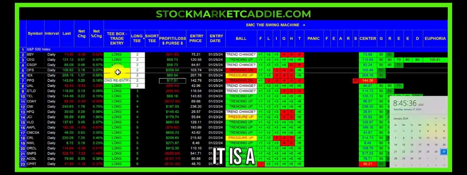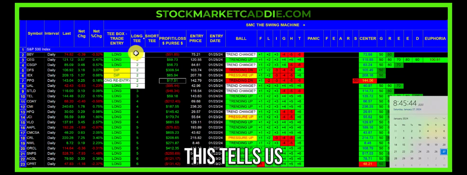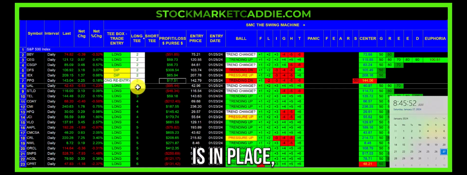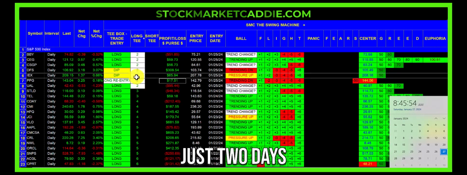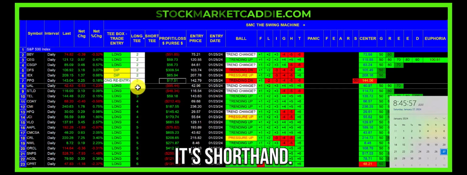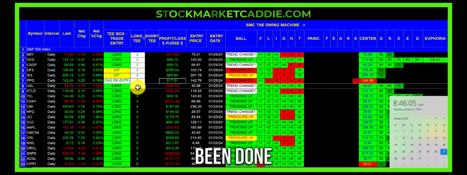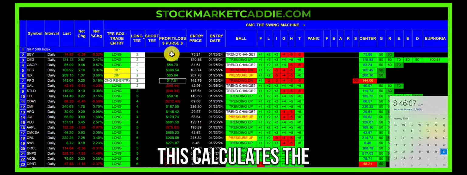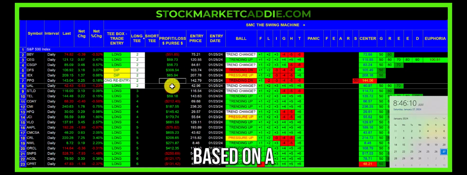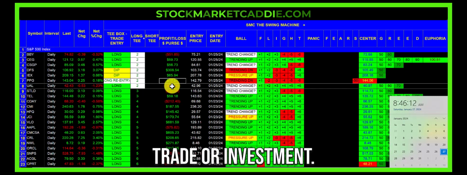Yes, it is a good idea to buy the dip, but it's also an equally good idea to sell the rips. This tells us how many days, shrouded in white when it's a 2, the signal is in place. And this means just 2 days. It's shorthand. And we're going to sort these and show you over the last 80, 90 days what could have been done. This calculates the profit based on a $10,000 trade or investment.